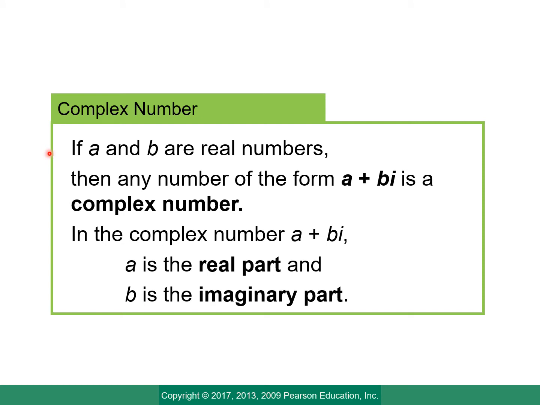Now, a complex number is of the form a plus bi. So a is a real number, b is also a real number, but i is what we just discussed, the imaginary number. We call them complex numbers when they combine a plus bi, a real number plus a number times an imaginary number. And we'll get into all of that. In a complex number, if you break it apart, the a part, the part without the i, is called the real part, and the part with the i is called the imaginary part. So you can separate the complex number into two parts, real plus imaginary.